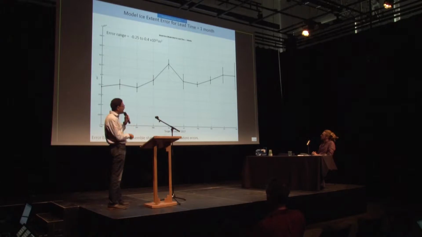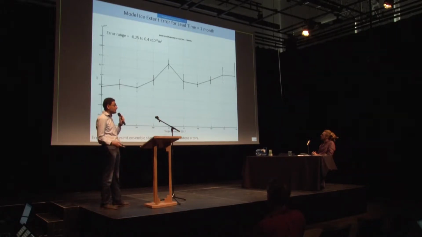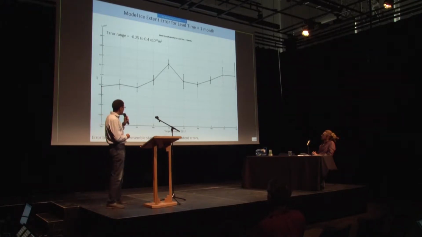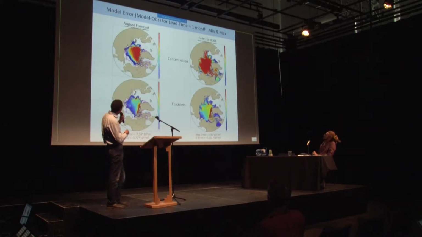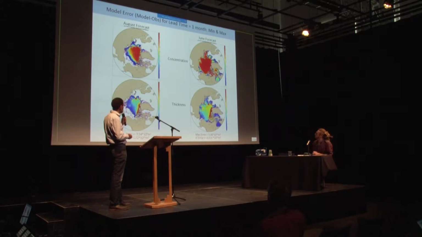The error bars are standard deviation of the 7 ensemble members. So I forgot to mention that. Every target month, every initialization, we had 7 ensemble members. So that is the standard deviation of the 7 ensemble members. And we use that as a proxy for the spread, even though 7 is not really a large number of ensemble members. So here I will show the worst and the best cases for 1 month lead time.